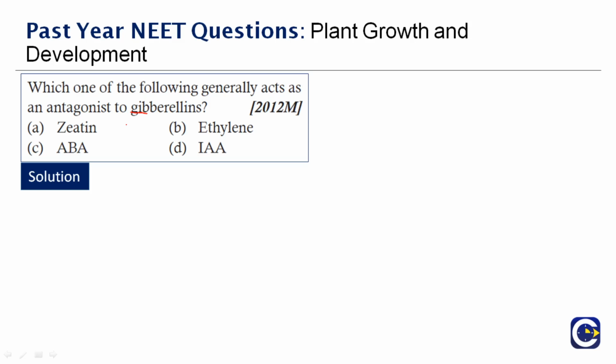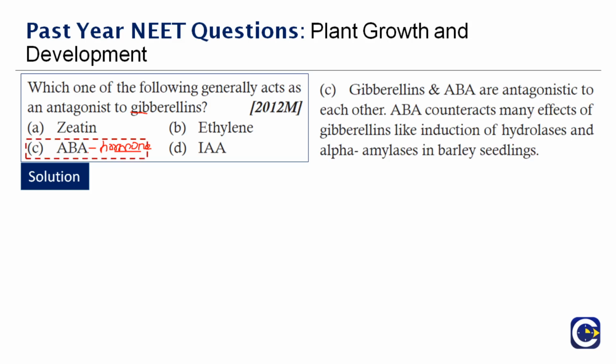Gibberellin and abscisic acid are antagonistic to each other, because gibberellin is also a hormone. Both of them are plant hormones. Now, abscisic acid counteracts many effects of gibberellins, like induction of hydrolases and alpha amylase activities. So both of them cannot work together. They work separately. So the antagonist for gibberellin is option C, abscisic acid.